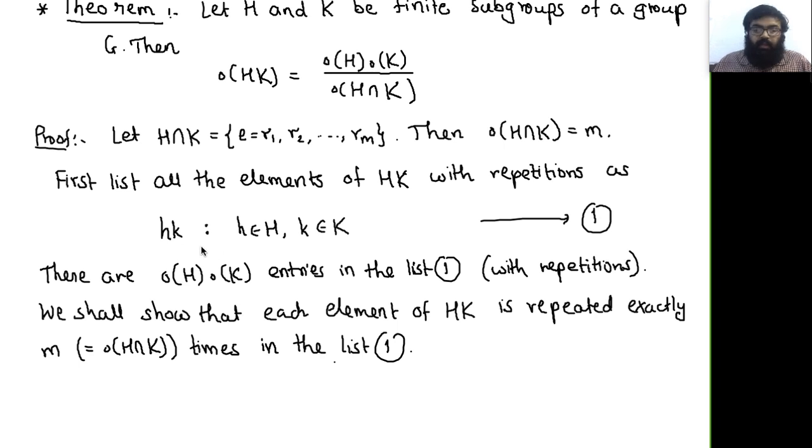We have the list of all such products hk, where h belongs to H and k belongs to K. So there are in total how many elements in the list? Order of H times order of K. But we will show that each element of HK is repeated m times, where m is exactly the order of H intersection K. So we divide by that, and that is the proof.